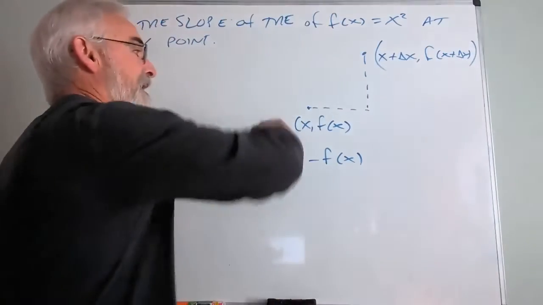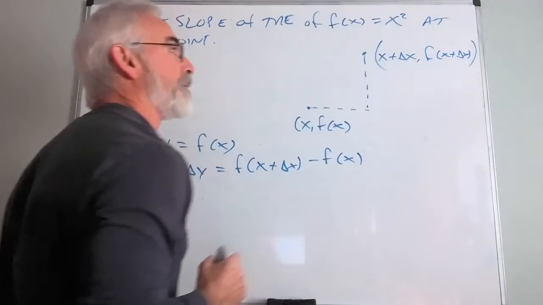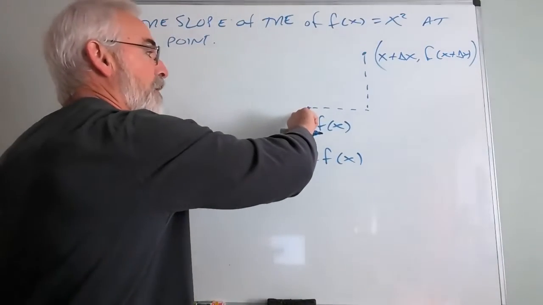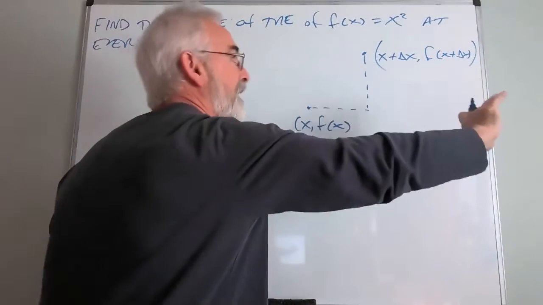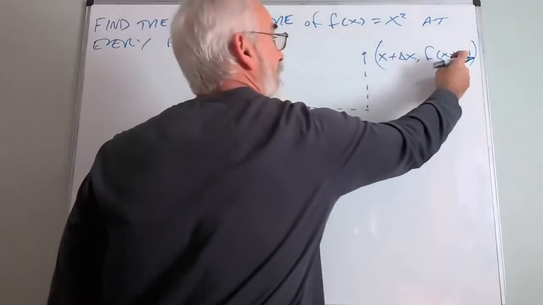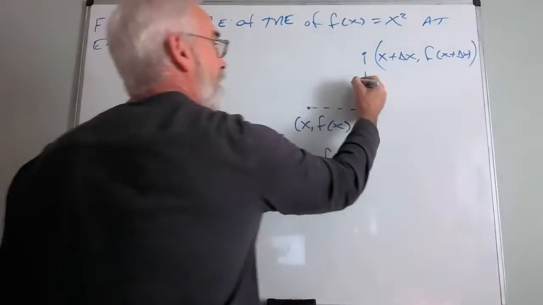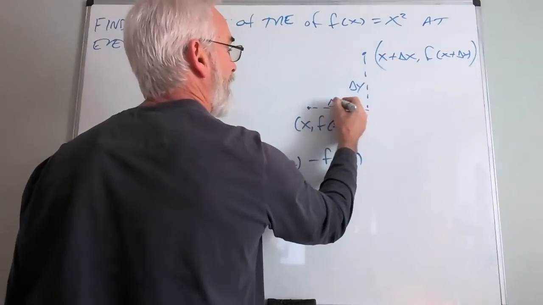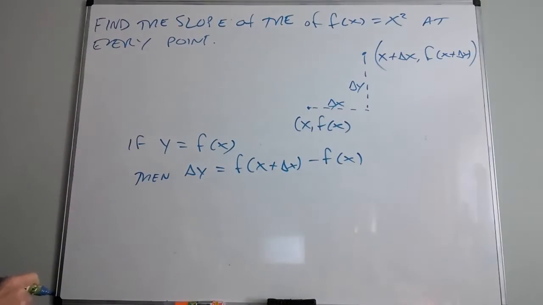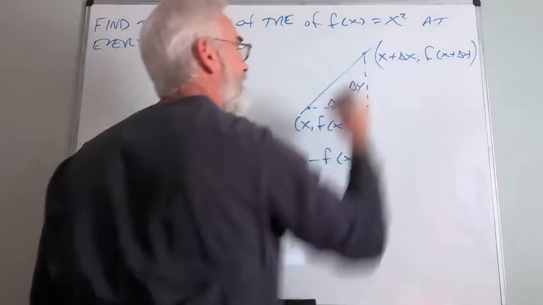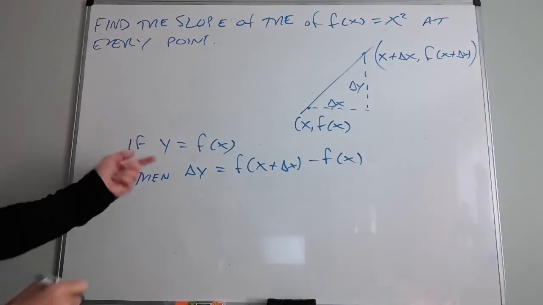Okay, we all understand this. I have some curve that's passing through these 2 points. This is one of the points. I'm going to move delta x units to the right. So therefore, there's my new y value. The difference in the y values is called delta y. The difference in the x values is called delta x. And then the slope is simply the ratio of delta y over delta x.